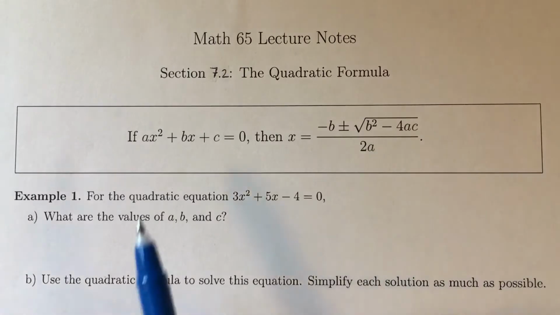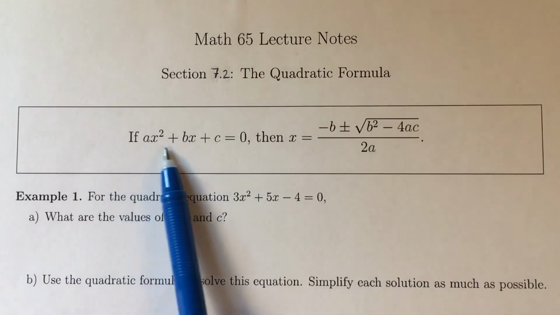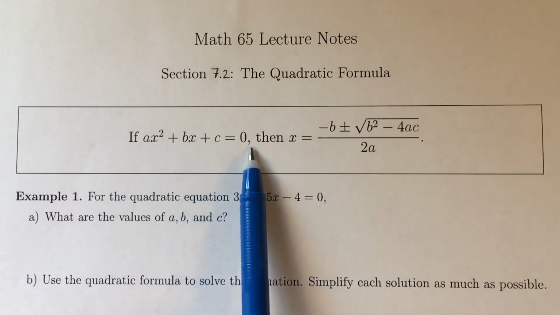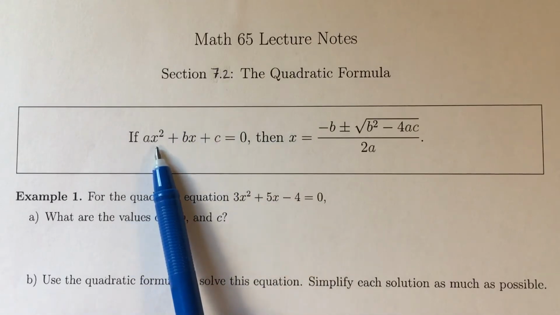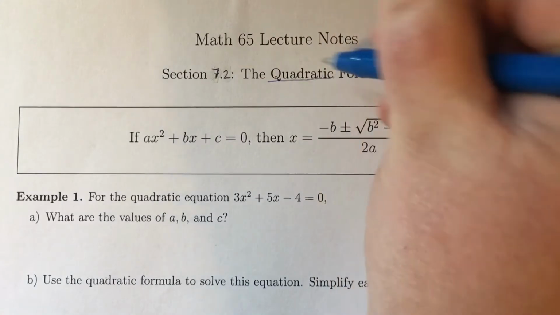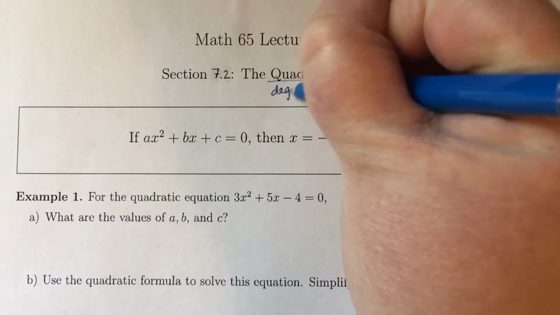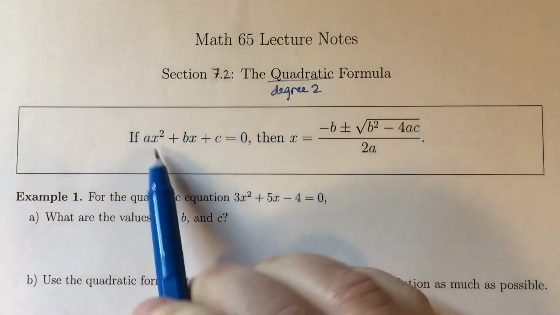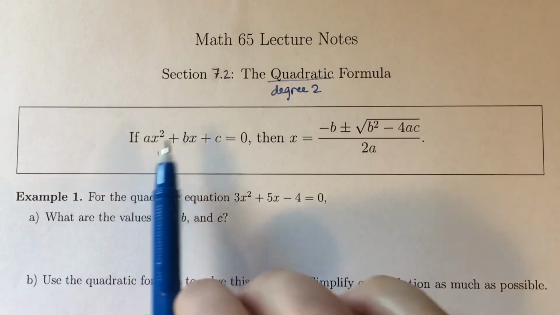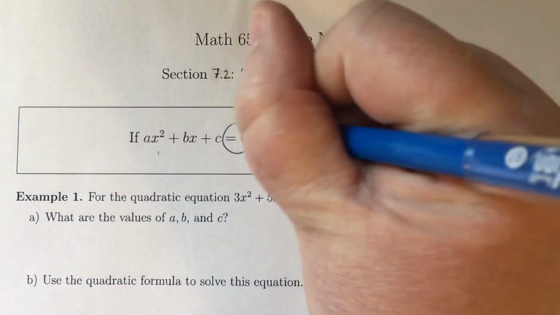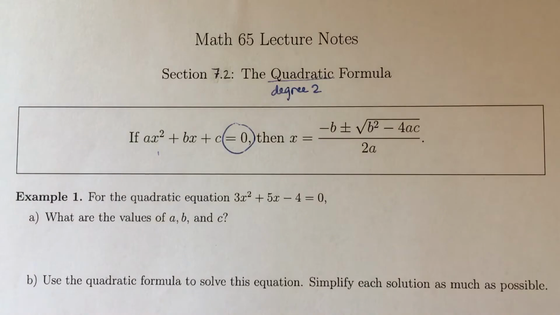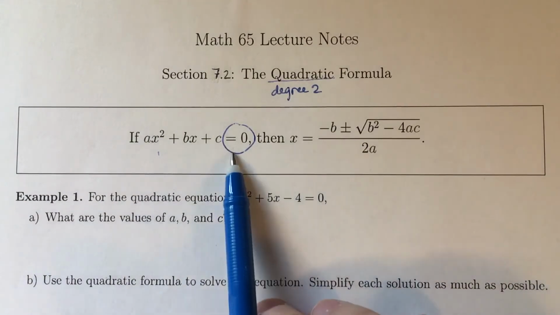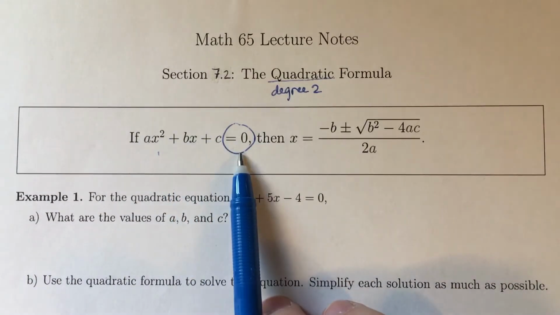And the idea of this is if we want to set a quadratic equation equal to 0. So remember, quadratic just means that it's a polynomial of degree 2. So when we say quadratic, it means polynomial with degree 2, meaning x squared is the highest power. And we always want to set it equal to 0. That's going to be an important part of solving these problems. So the first step is always to make sure that you're setting it equal to 0.